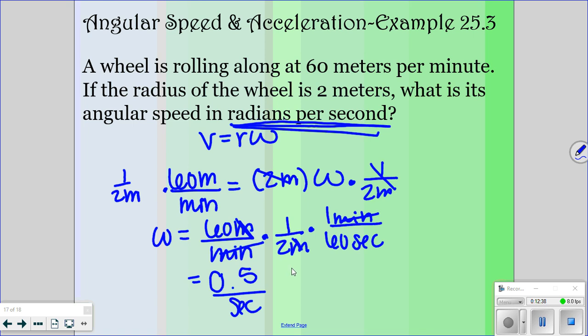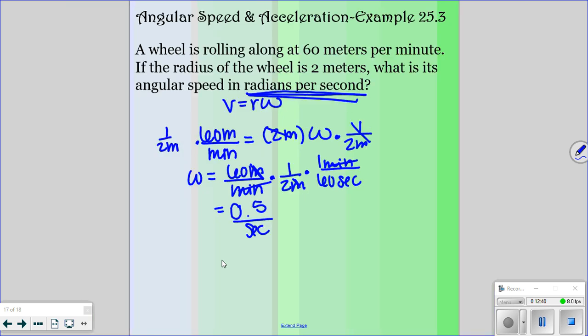We need it in radians per second, and so radians is the unit that if we need it, we can add it in. So we need it in our numerator, so we can make it radians in our numerator and then divide by second. So radians per second. And we only had 1 sig fig in our problem, so 0.5 has 1 sig fig, so this would be your answer.